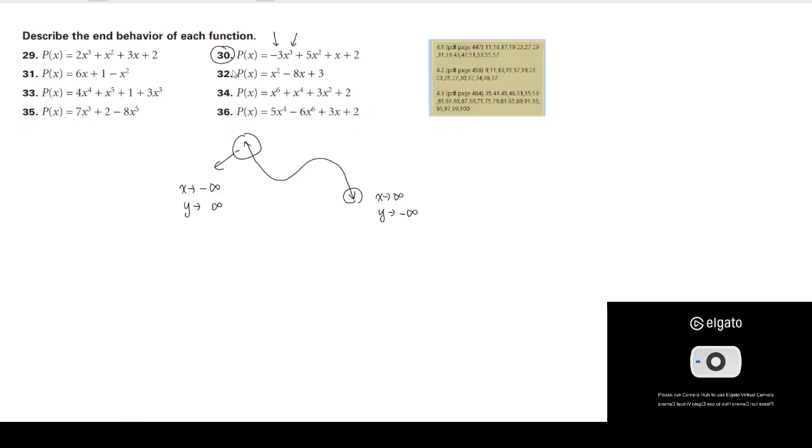All right, for 32, that's a quadratic function with positive leading coefficient. So its graph basically is a parabola where both ends rise. So for the left hand, as x approaches negative infinity, y approaches infinity. For the right end, as x approaches infinity, y approaches infinity.